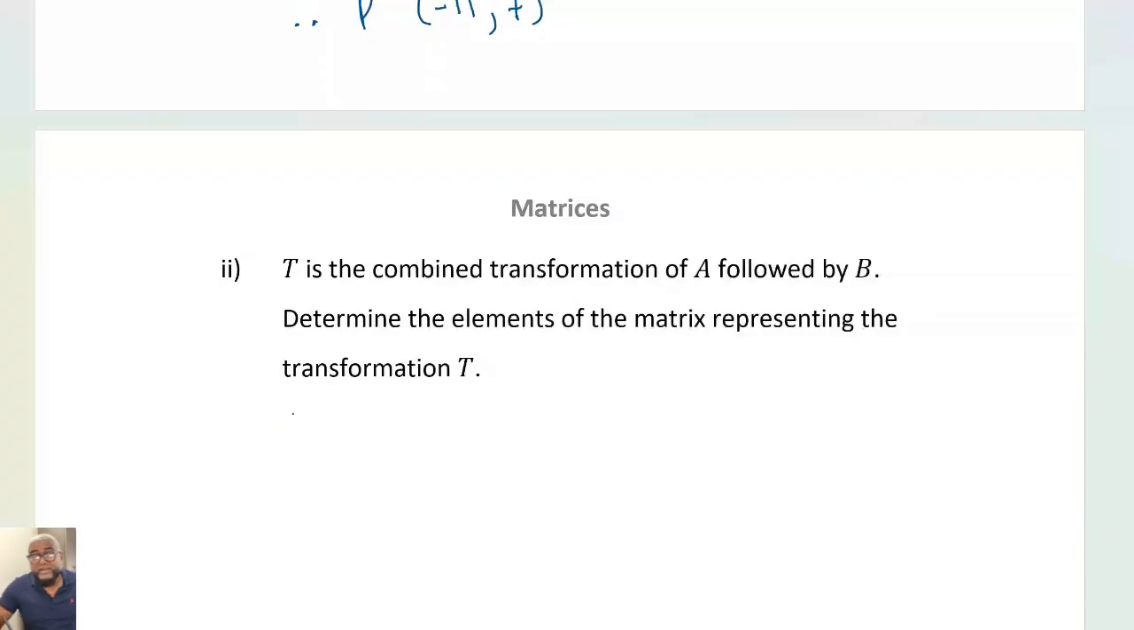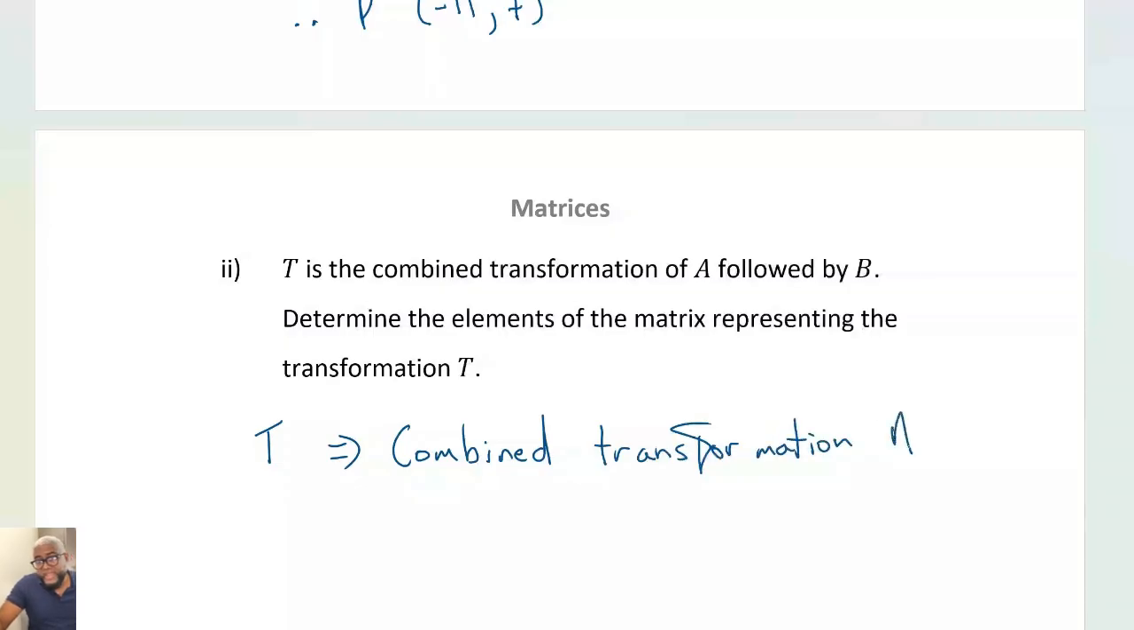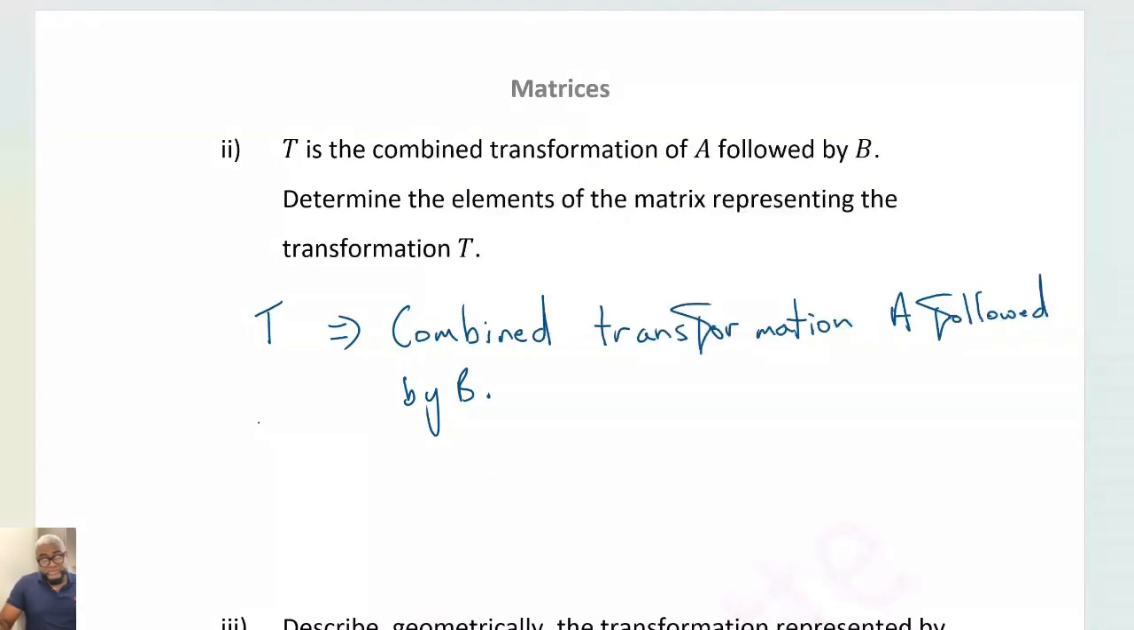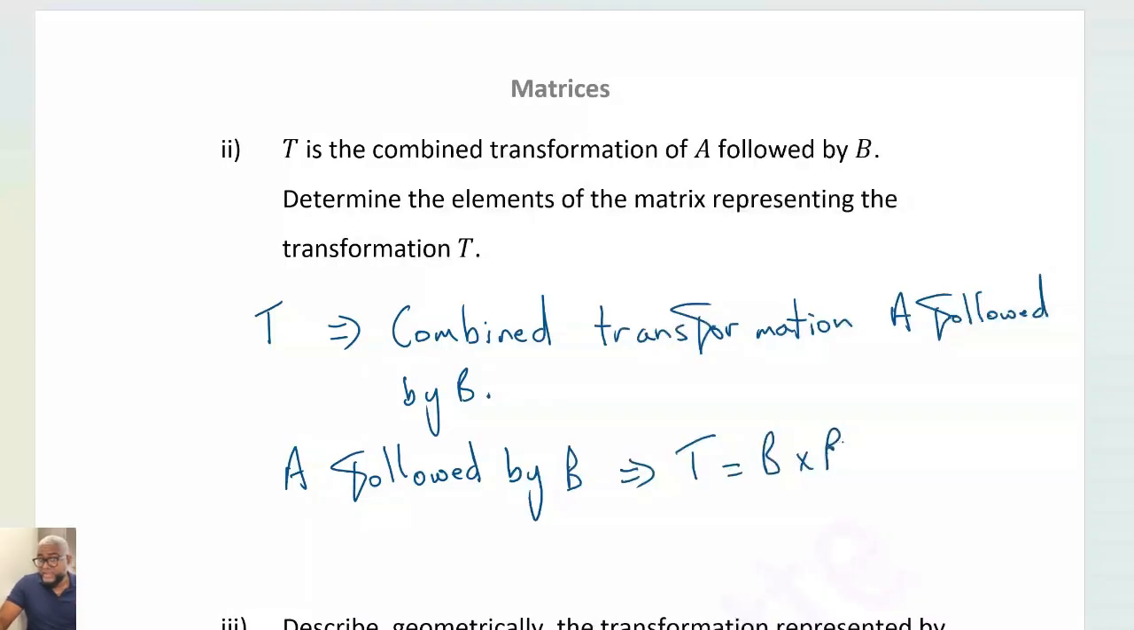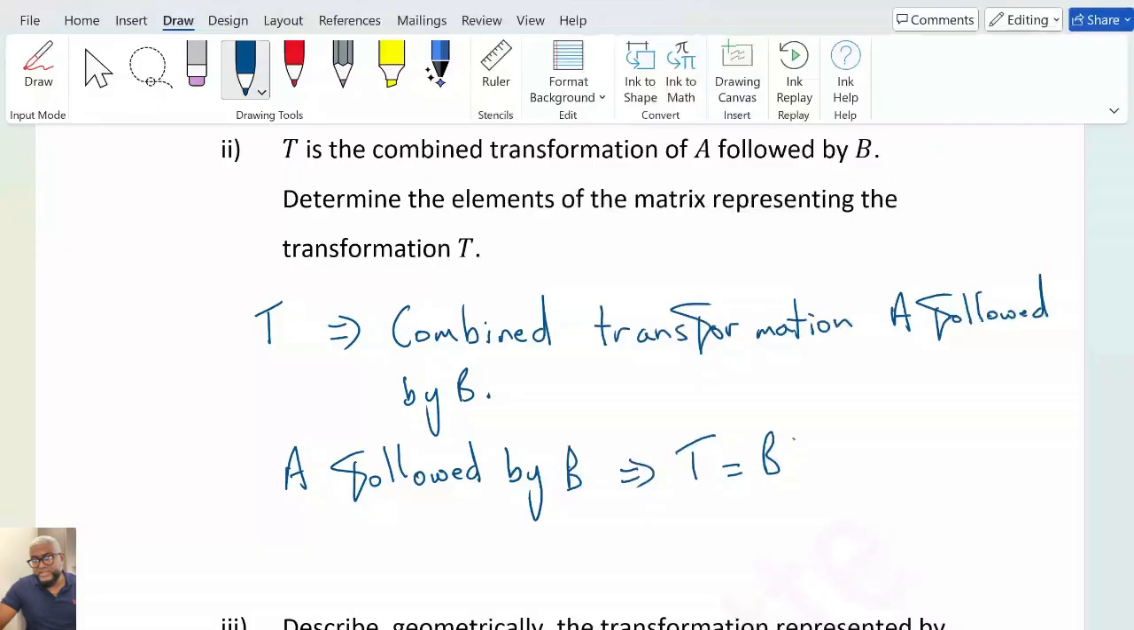We want to find T, which is the combined transformation of A followed by B. The second matrix is multiplied by the first, so it will be B multiplied by A. So if I say A followed by B, it means that T, the combined transformation, is equal to B multiplied by A. The multiplication is understood, so you need to find BA.